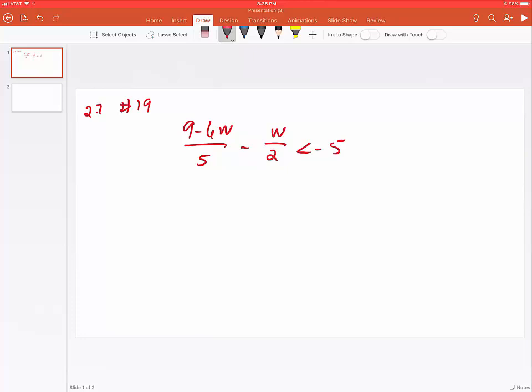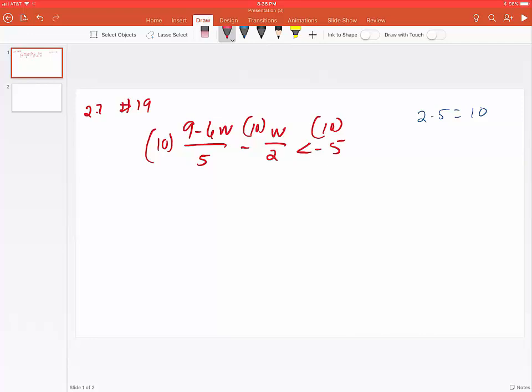And so what I do here is I look at the 5 and at the 2, and I know that if I were to do 2 times 5, I would get 10, which means that 10 is divisible by 2 and 10 is divisible by 5. So I'm going to use that information to multiply all of my terms by 10.